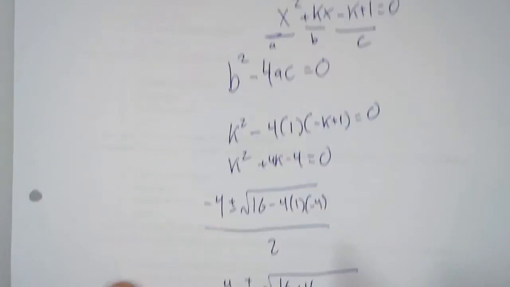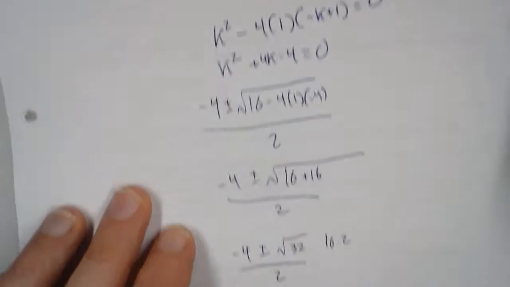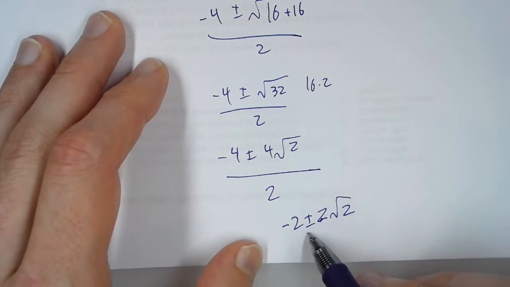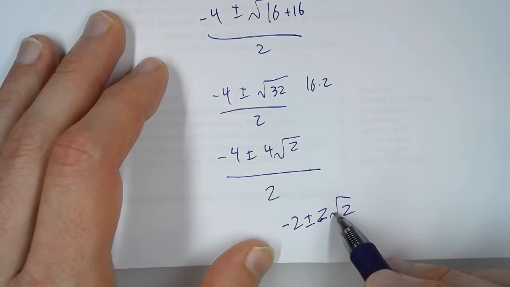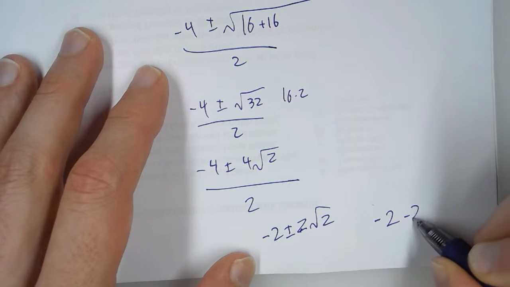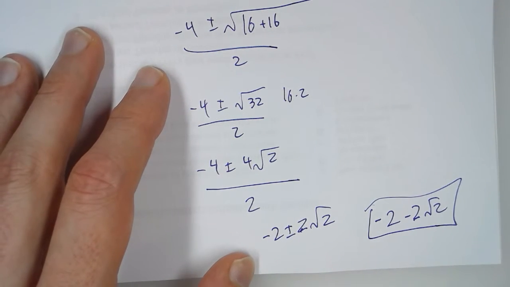Now, it says that we want the smallest value. So k can be either one of these. And so the smaller one is negative 2 and then subtracting. If you add 2, that's going to be the larger of the two. So we get negative 2 minus 2 square root of 2. There's our answer, and we're done.